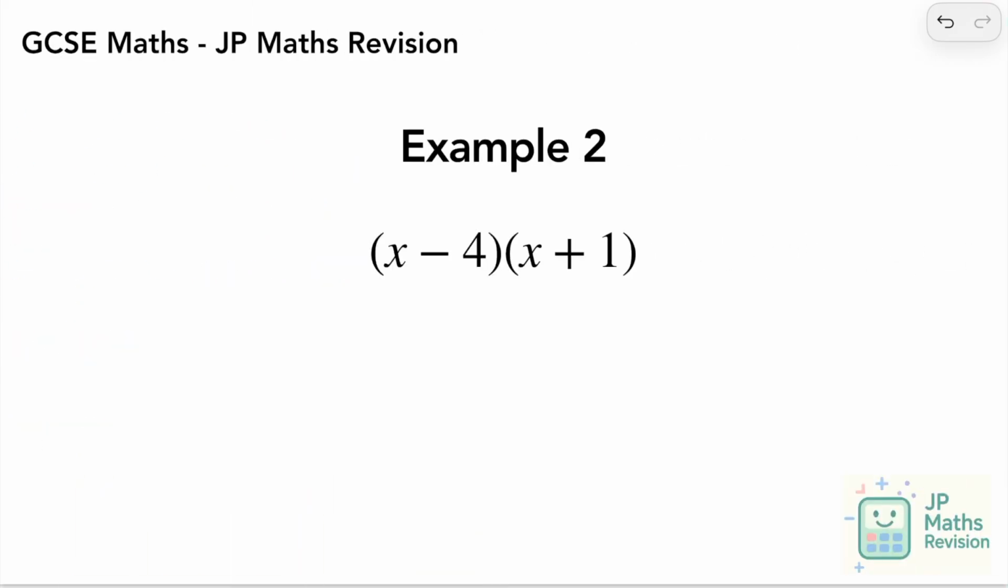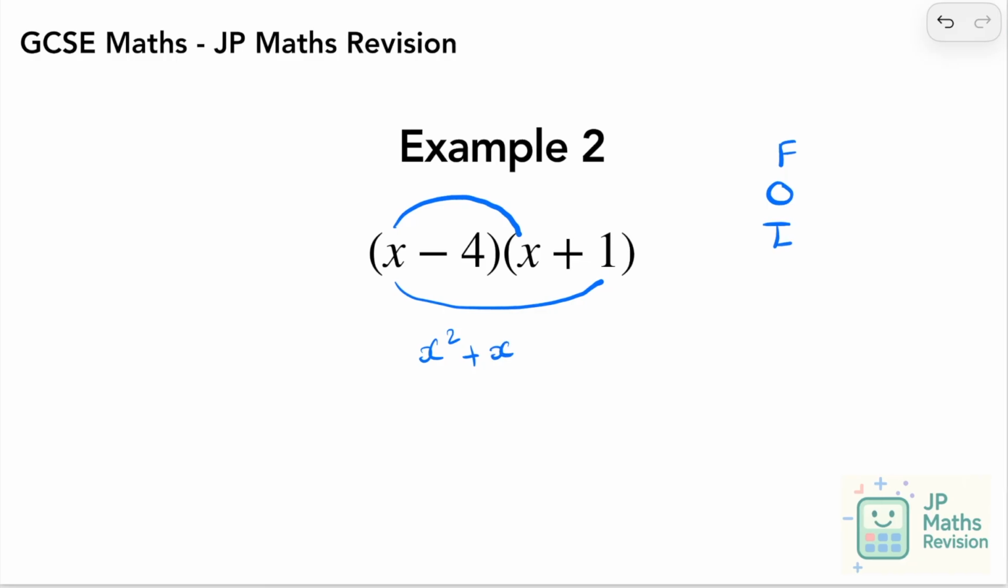So this second example is x minus 4 times x plus 1. So I'm going to use the FOIL method again for this question. So firstly, we're going to do the first terms. So F stands for first, so x times x, which is x squared. Then I'm going to do the outer terms, so x times 1. So 1 times x is just, I'm going to put 1x, or you could put x.